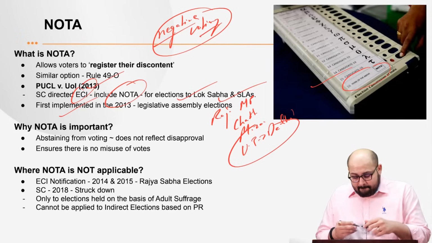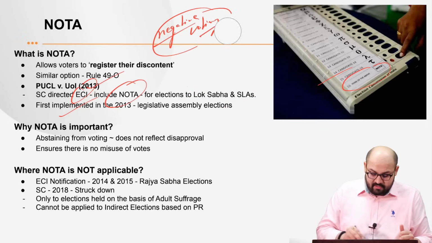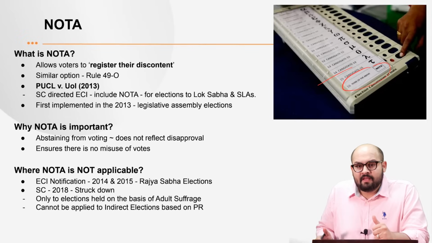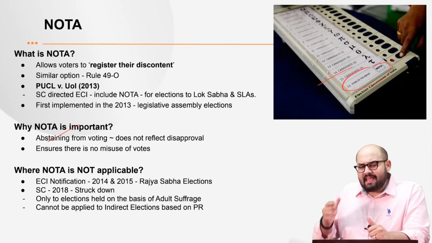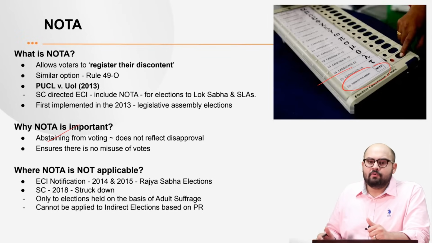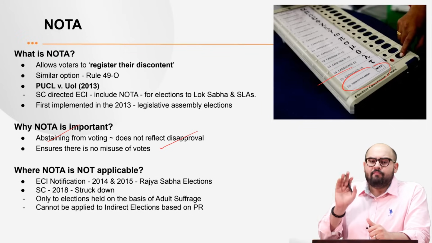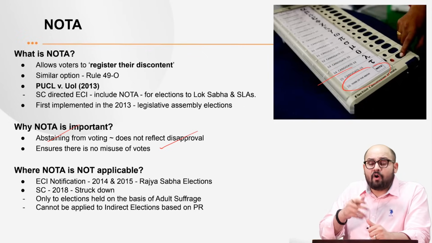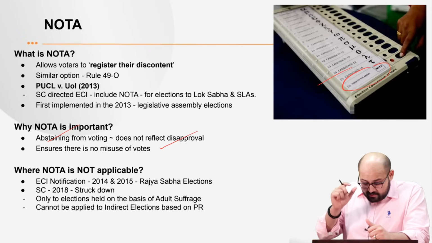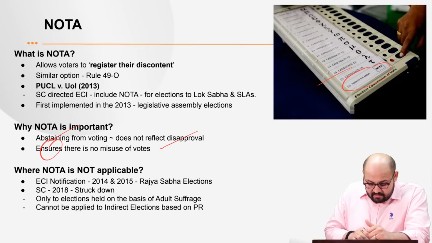Now, why is this NOTA important? What is the importance of NOTA? See, let's say I really don't like any of the candidates and I abstain from voting. Is it equivalent to going there and casting the NOTA option? Yes, there's a difference. Abstaining from voting does not formally disapprove that particular candidate or political party. So this NOTA option provides you the formal disapproval of that particular candidate or political party. Next, it ensures that there is no misuse of votes, that is, there is no bogus voting.